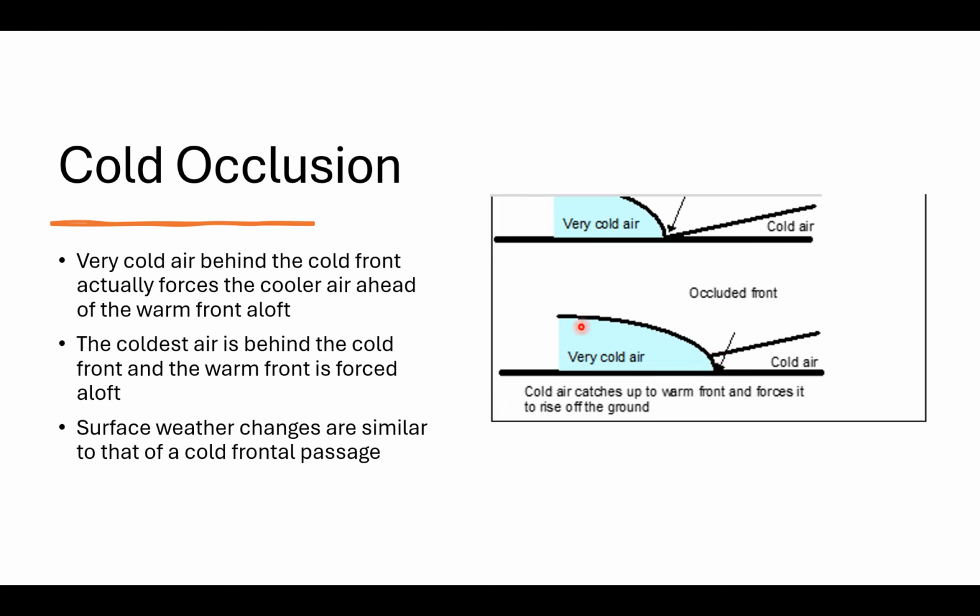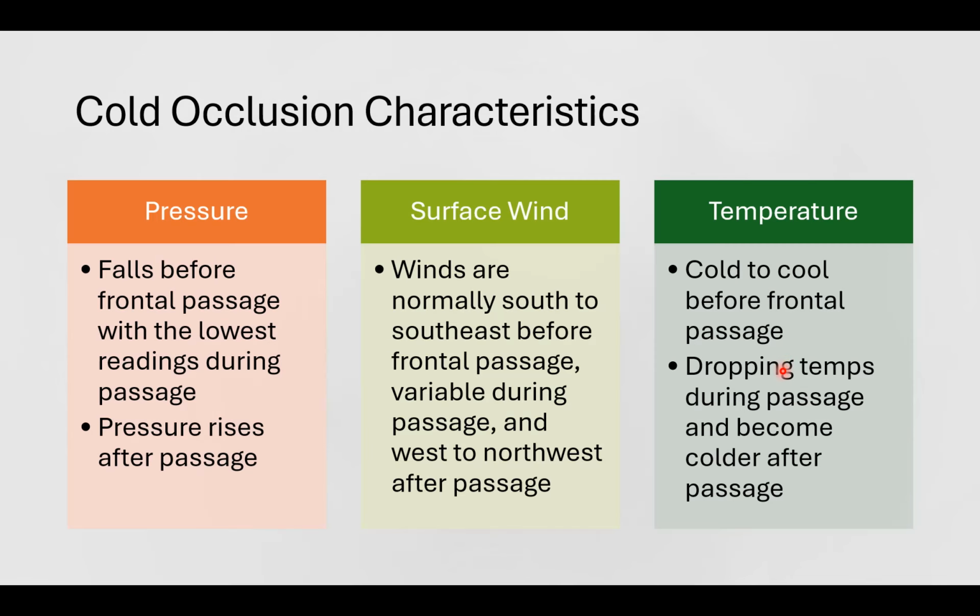I shouldn't say cold front. This is an occluded front. So very cold air behind the occluded front and just colder air ahead of it. The warm air is completely aloft at this point in time. So with a cold occlusion, think the very coldest air is going to be behind the occluded front, and cool air is ahead of it. Here are some of the characteristics of cold occlusions.